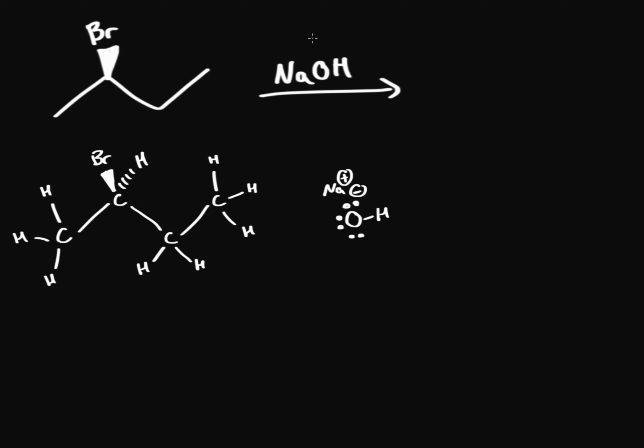Previously, we had SN2 reactions, which is when sodium hydroxide acted like a strong nucleophile and attacked this carbon from the backside to replace this leaving group. Now, what if sodium hydroxide acts like a strong base? We get something called an elimination reaction.